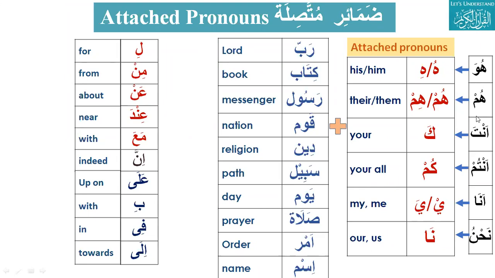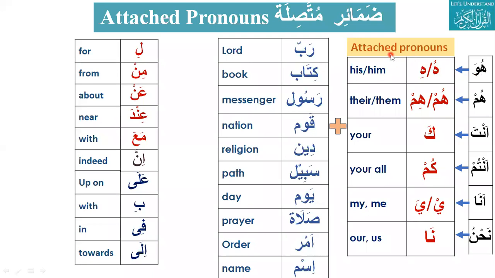That is huwa, hum, anta, antum, ana, nahnu. Huwa, he; hum, they; anta, you; antum, you all; ana, I; nahnu, we. These are the detached pronouns.